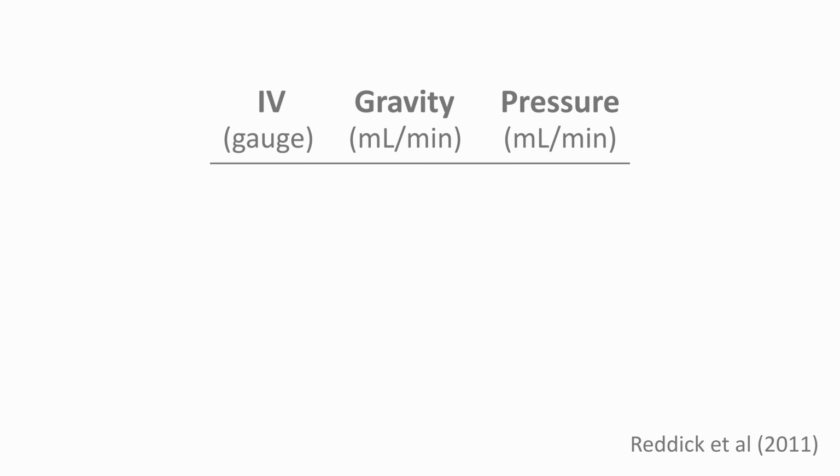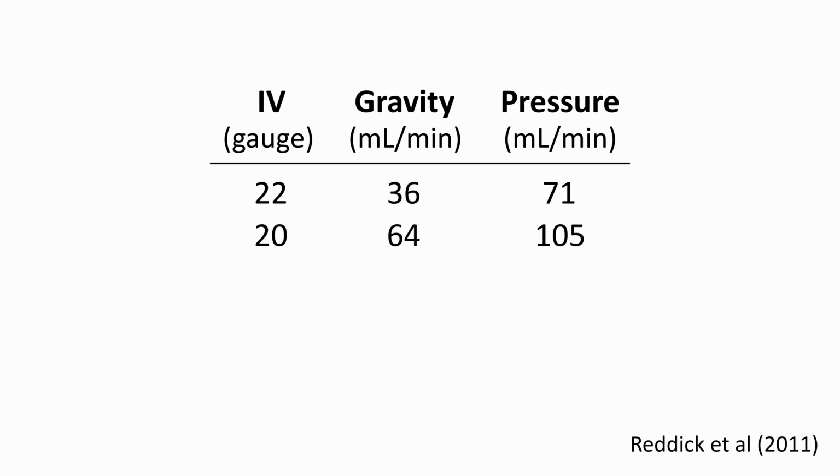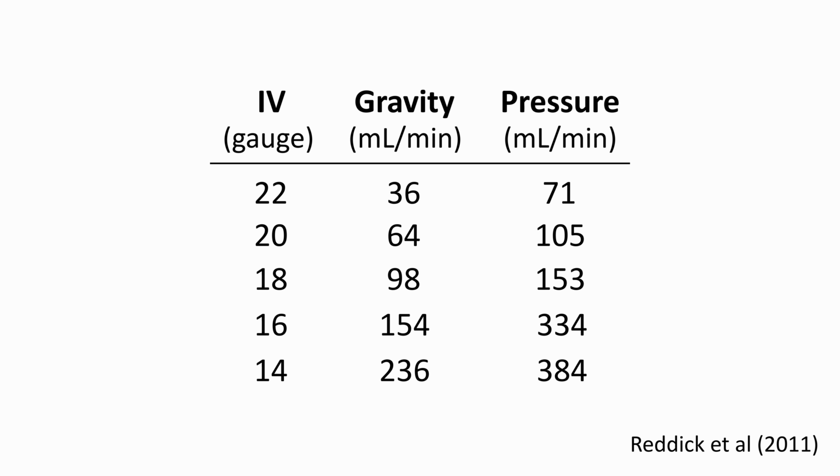In one study, Reddick and his colleagues measured IV infusion rates with and without pressure, and they could often double the infusion rate that was listed on the package. A 22 gauge IV improved from about 36 mils per minute to 71 mils per minute. A 20 gauge IV went from 64 to 105. An 18 gauge went from 98 to 153. A 16 gauge went from 154 to 334. And a 14 gauge went from 236 to 384. So under pressure, even a 20 gauge IV can get about 100 mils per minute. And if you have an 18 gauge, you can get about 150 mils per minute.